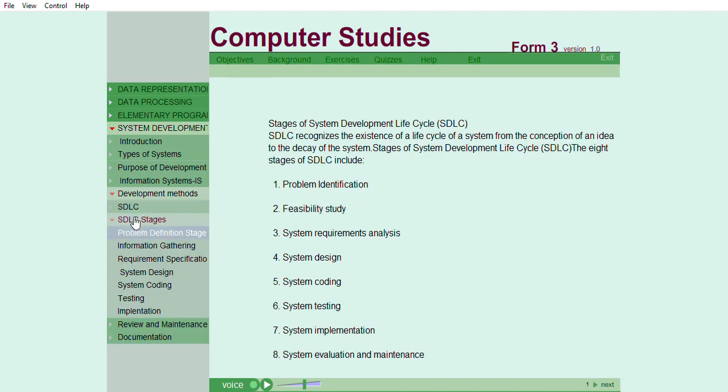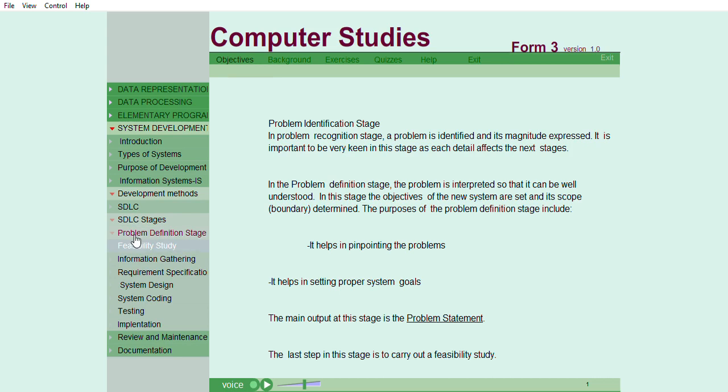SDLC recognizes the existence of a life cycle of a system from the conception of an idea to the decay of the system. There are 8 stages of the system development life cycle, SDLC. These include problem identification, feasibility study, system requirements analysis, system design, system coding, system testing, system implementation, and system evaluation and maintenance.